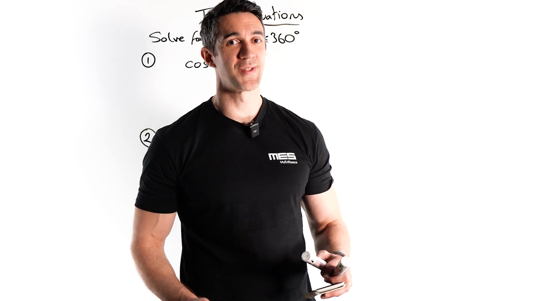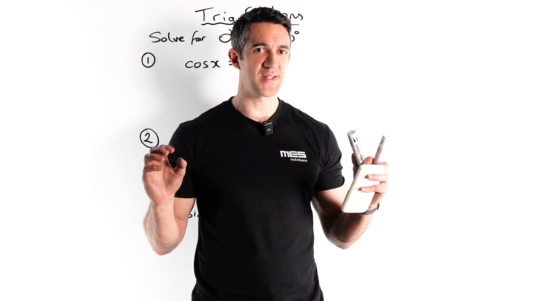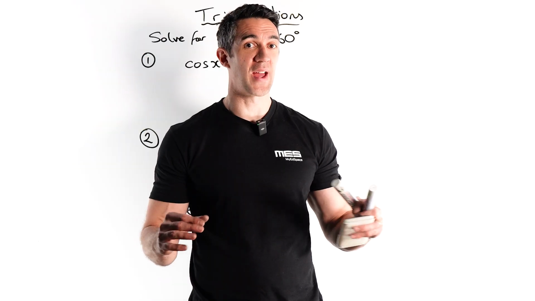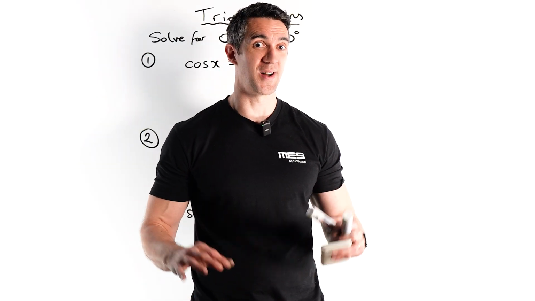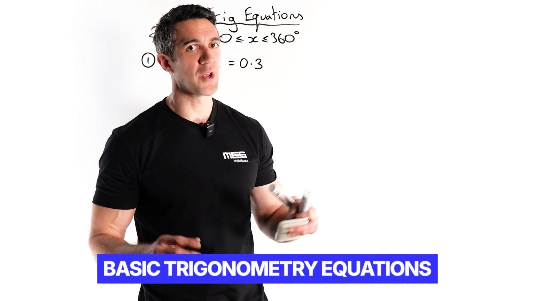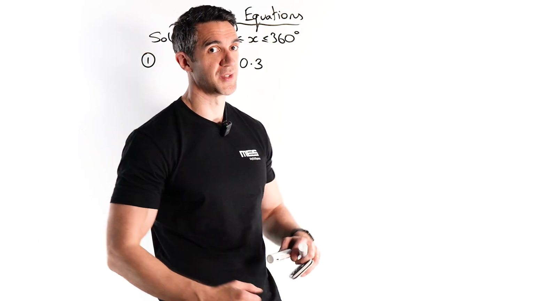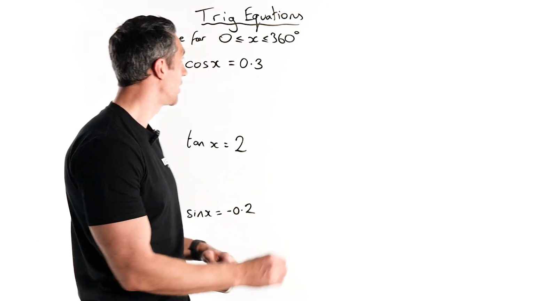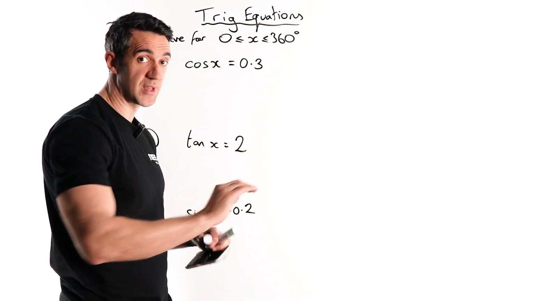Right, Year 12 mathematicians, trigonometry is one of the biggest sections of A-level maths. So getting those skills right from the start is massive. So we're going to have a look at some of the basic trig equations and how we go about finding our multiple solutions within a certain range. So we're going to solve all three of these for 0 to 360.